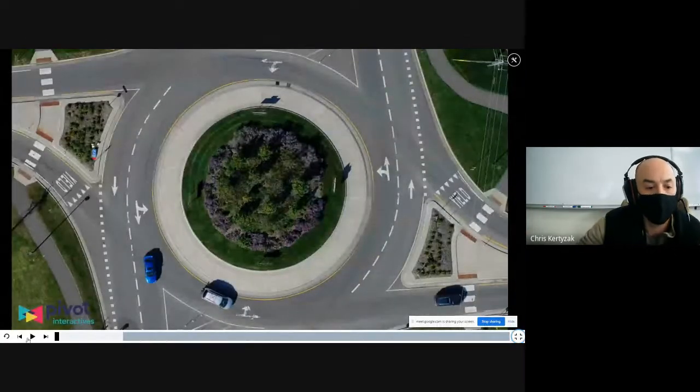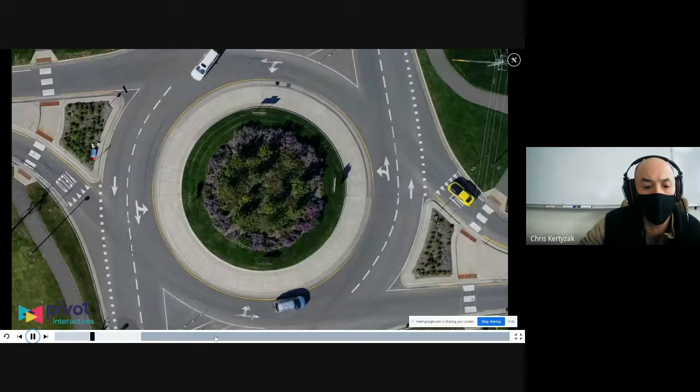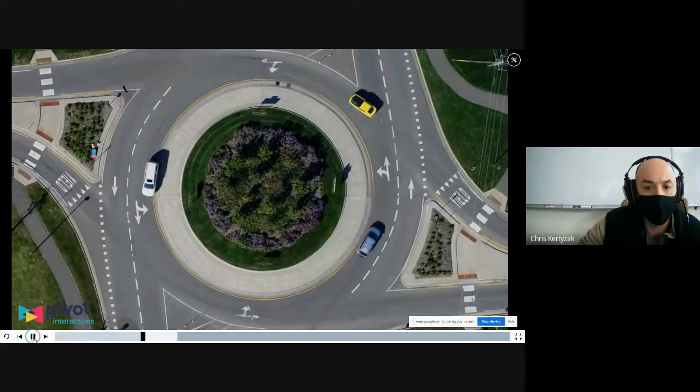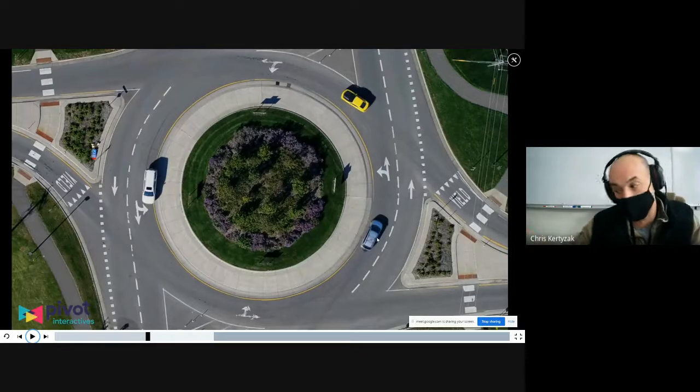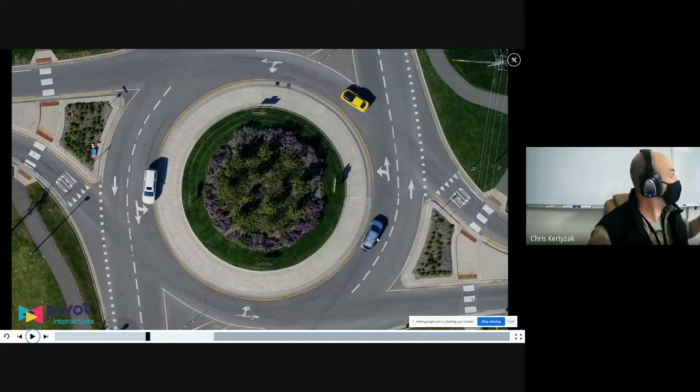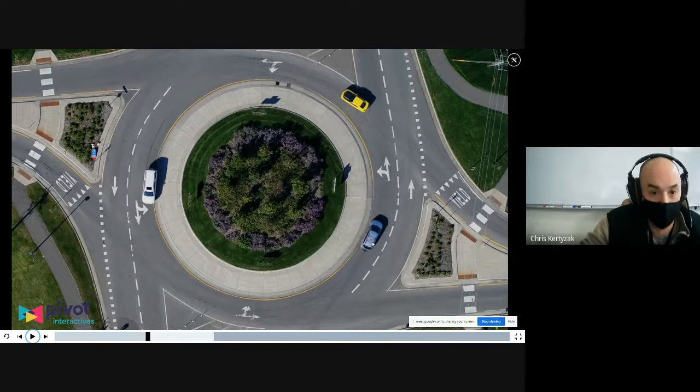Let's see what it looks like. When you play it, the drone is recording this. You'll see that there are, of course, cars going at a constant speed, because this is a uniform motion lab. If you look closely, you'll notice there's an X on the roof of one of them. The X is the one that you're tracking.